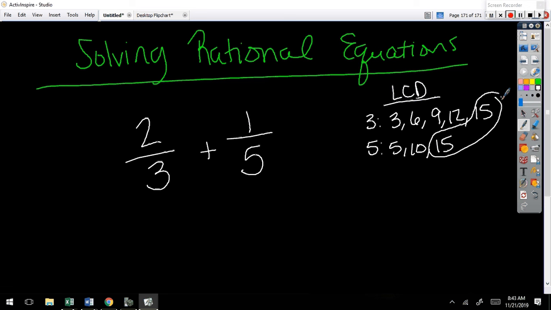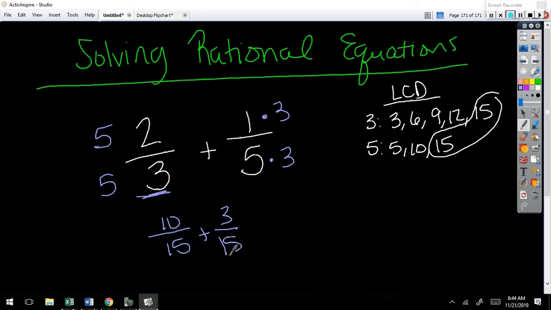And so what I would do is look and say, okay, what does this need in order to become 15? Times 5. And if I do it to the bottom, I have to also do it to the top. And then same thing over here. This needs a 3. So this would become 10 over 15 plus 3 over 15, right? Okay.